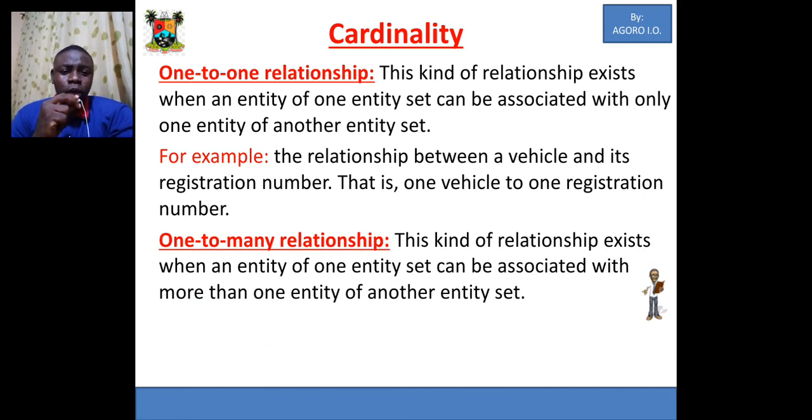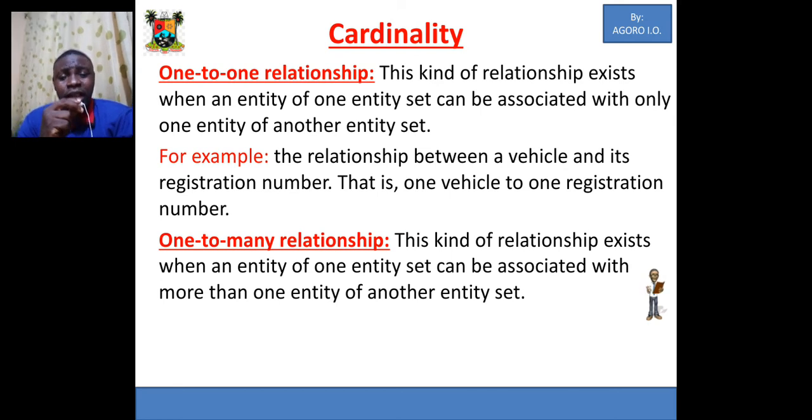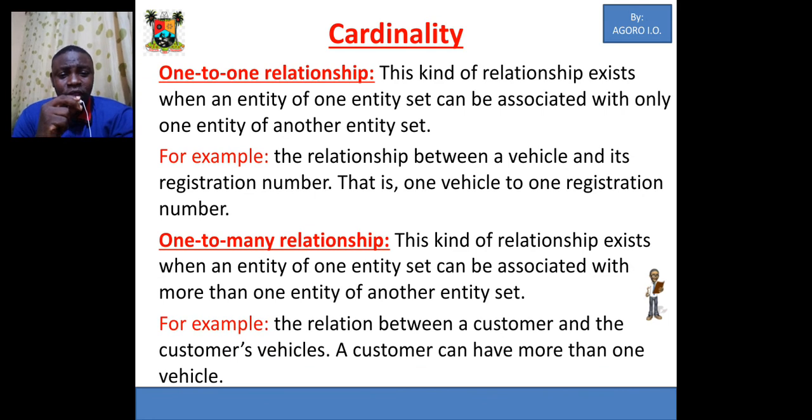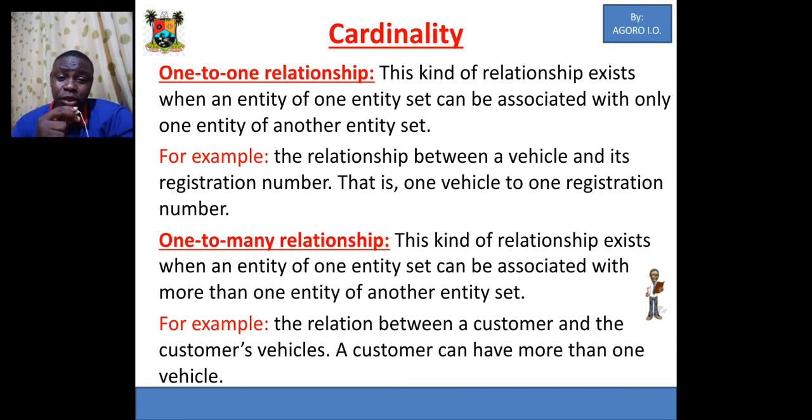One-to-many relationship. This kind of relationship exists when an entity of one entity set can be associated with more than one entity of another entity set. For example, the relation between a customer and the customer's vehicle. A customer can have more than one vehicle. Yes, one customer can have more than one vehicle. So the relationship is one-to-many relationship according to the mapping cardinality.